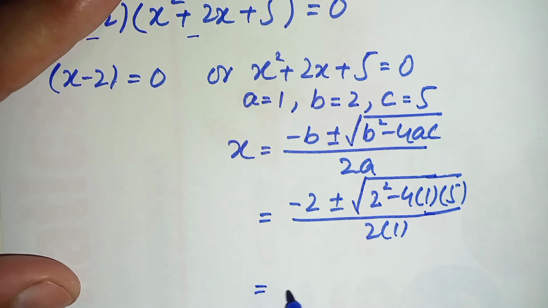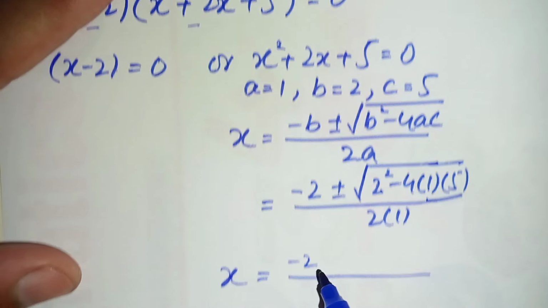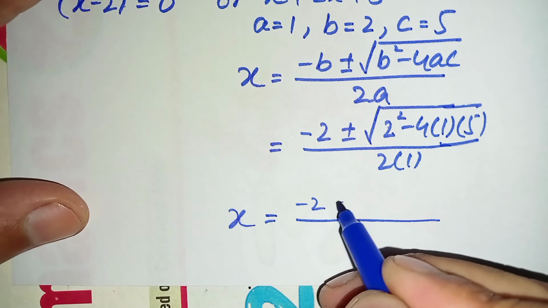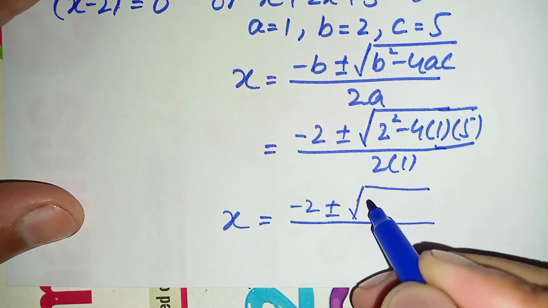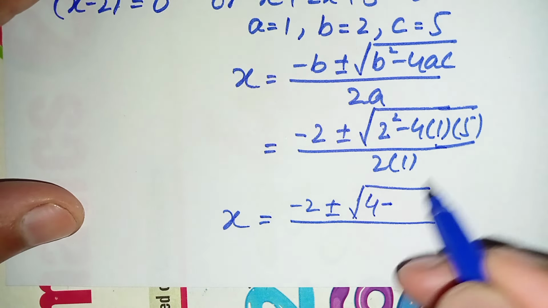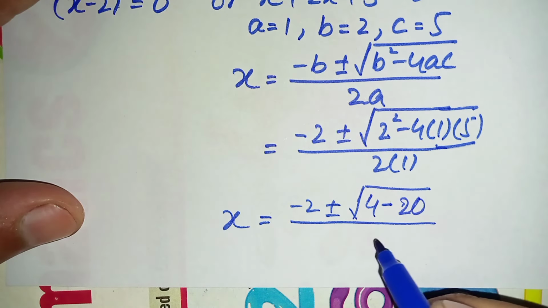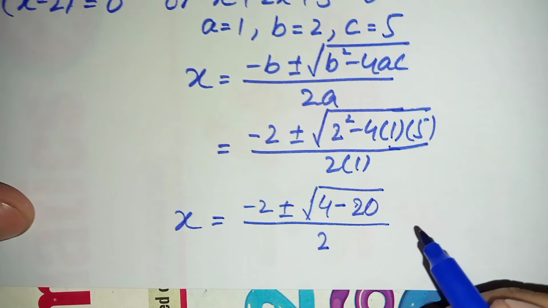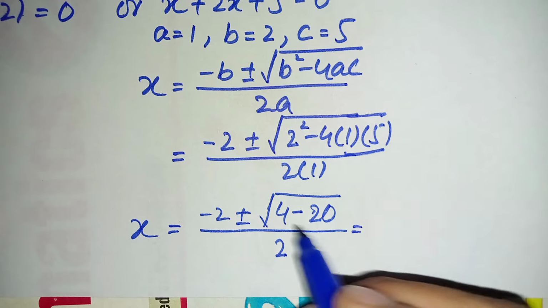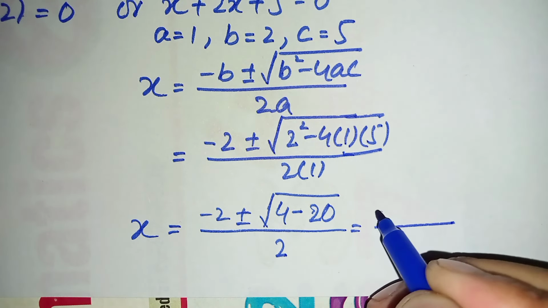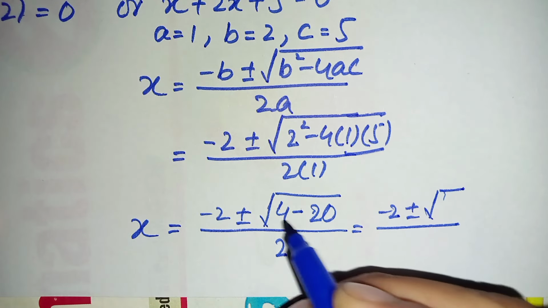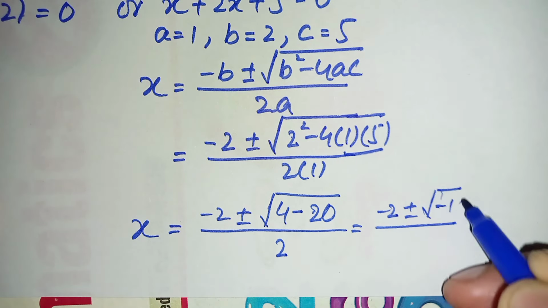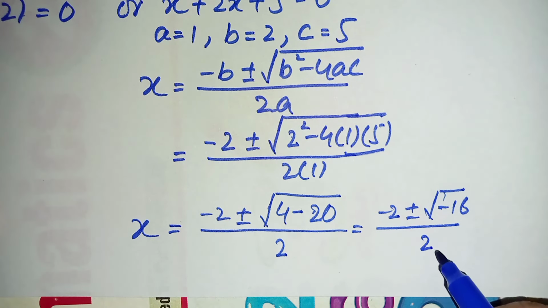So further, this will become minus 2 plus minus square root of 2 square is 4, minus 5 times 4 is 20, divided by 2. So further, it will become minus 2 plus minus root of 4 minus 20 is minus 16, divided by 2.